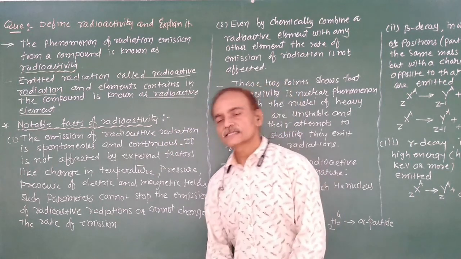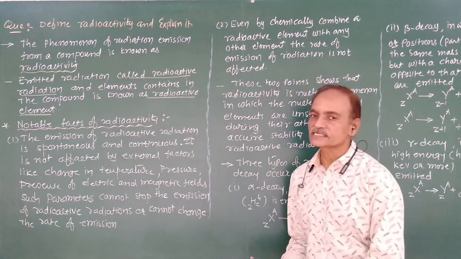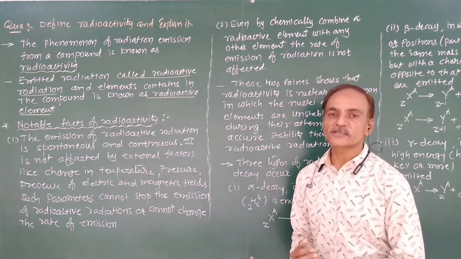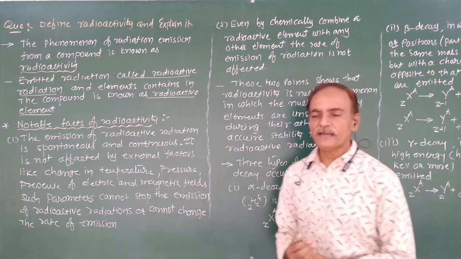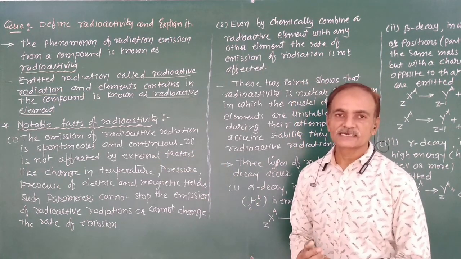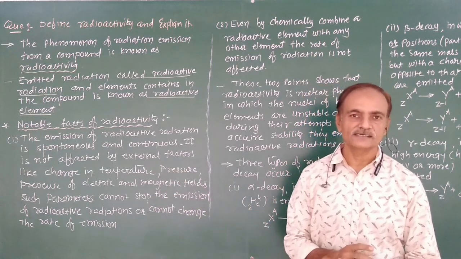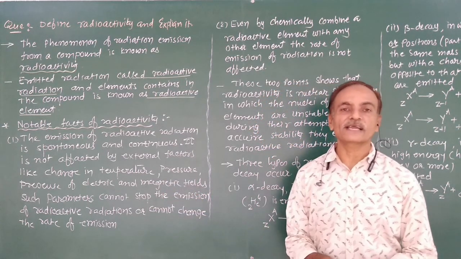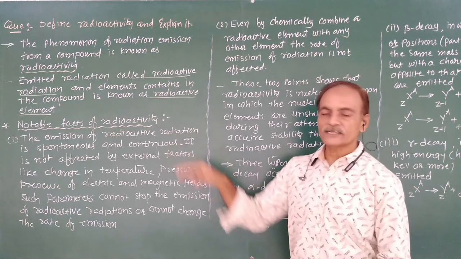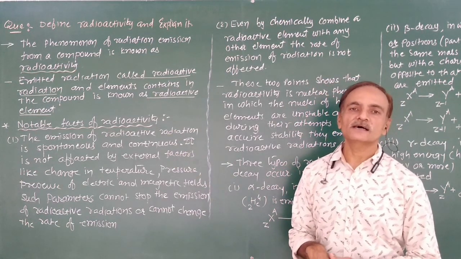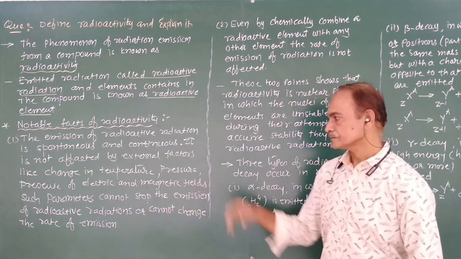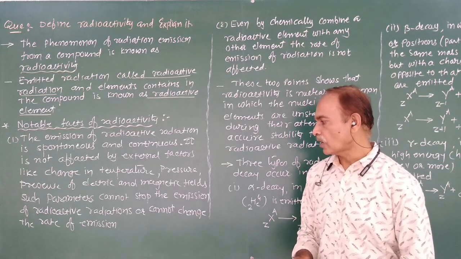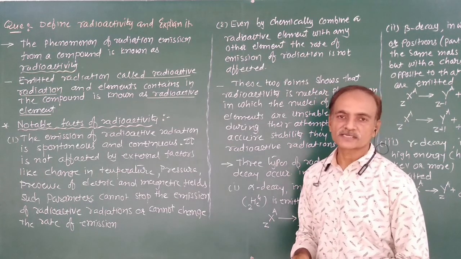So the important points of radioactivity: first, the emission of radioactive radiation is spontaneous and continuous. It is not affected by external parameters like change in temperature, change in pressure, the presence of an electric field, or the presence of a magnetic field. Such parameters cannot change the rate of radiation or stop the radiation.